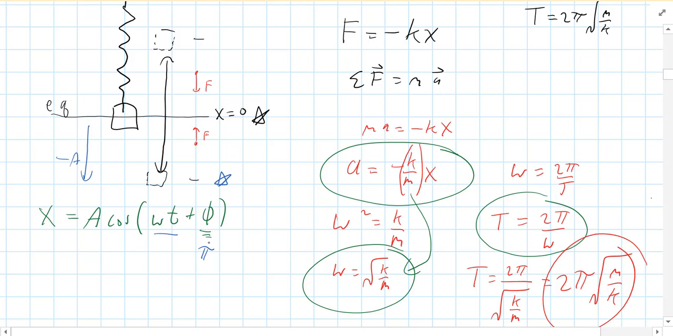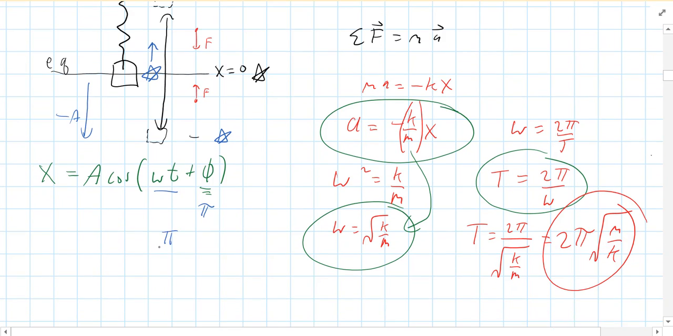Okay. What if, on the other hand, you started your watch when the mass was moving upward through equilibrium? Well, in that case, that's when t equals 0 now. We're starting a new trial, and you start your watch there. Again, omega t is going to be 0. We want our position to be 0 because we're at equilibrium. So cosine of what angle is 0? Well, here you've got two options. You've got pi over 2 or 3 pi over 2. So which one's the right one?